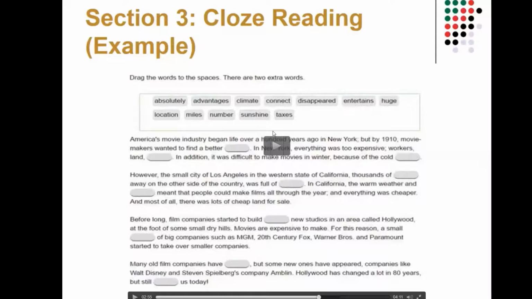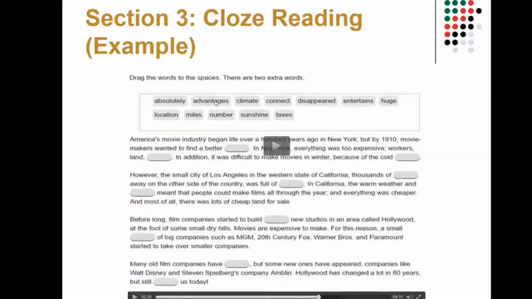So first of all, the movie industry began life over 100 years ago in New York, but by 1910, movie makers wanted to find a better number, advantages, no, climate, location, miles, sunshine, taxes. So you can get location, a better location, or a better climate for that.